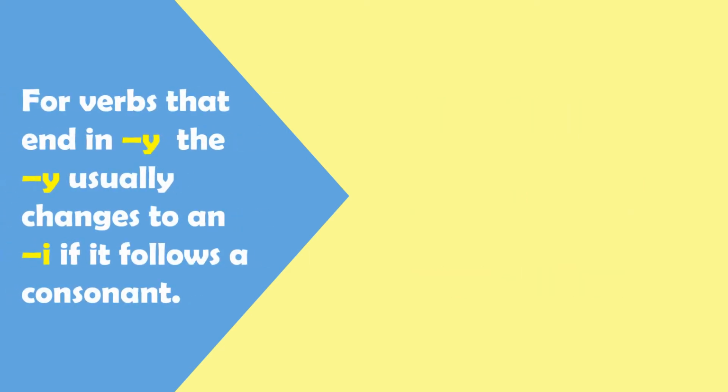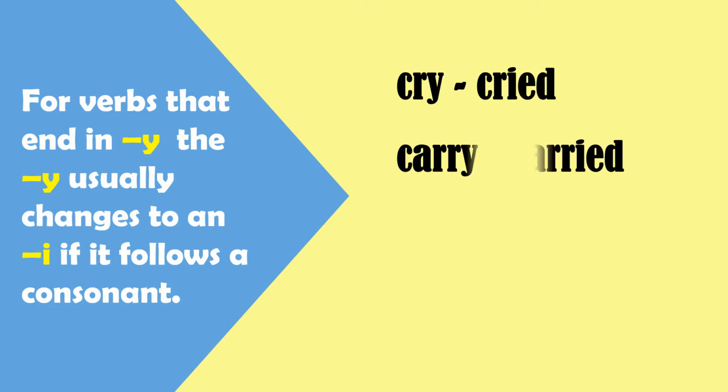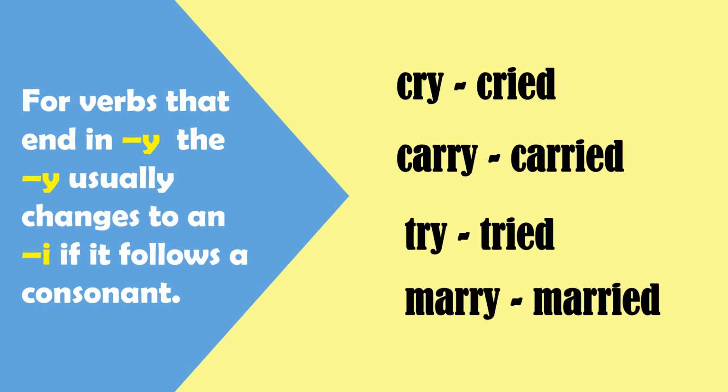For verbs that end in Y, the Y usually changes to an I if it follows a consonant. Examples: cry, cried. Carry, carried. Try, tried. Marry, married.